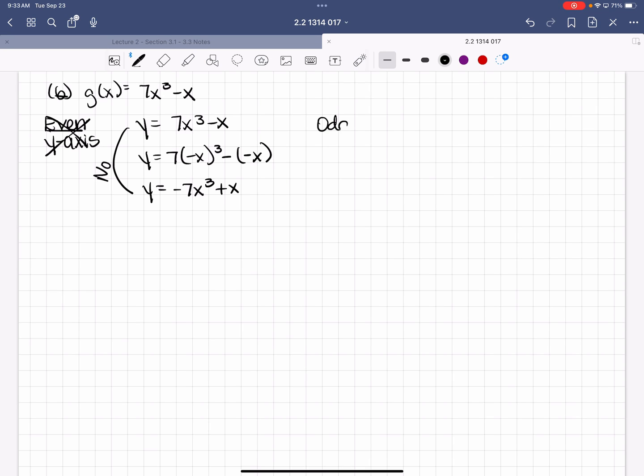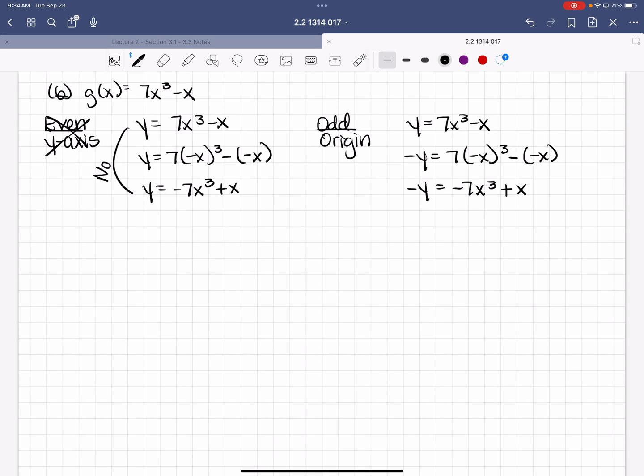Okay, so now I'm going to try odd. Odd means origin. So I'm going to start off with my y equals 7x cubed minus x again. I'm going to change the sign of x and y here. So I've got negative y equals 7 times negative x cubed minus negative x. Negative y equals negative 7x cubed plus x.